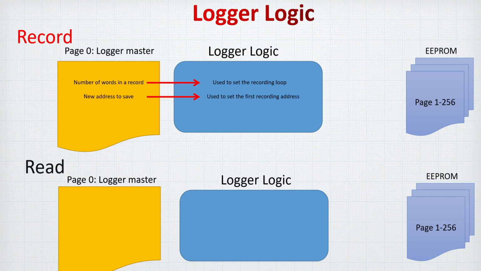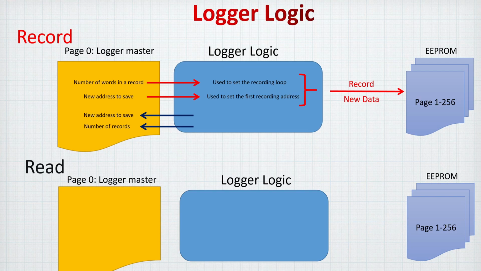Also, we are going to use the new address to save, and that will be the first address, the first char address that we are going to use to start loading the data in the system. Using both of these pieces of information, we are going to record in a page, like from 1 to 26. After recording, we are going to update the new address to save, so the next address that we are going to use for saving, and also the number of records.